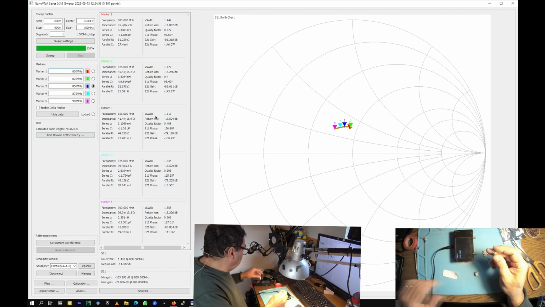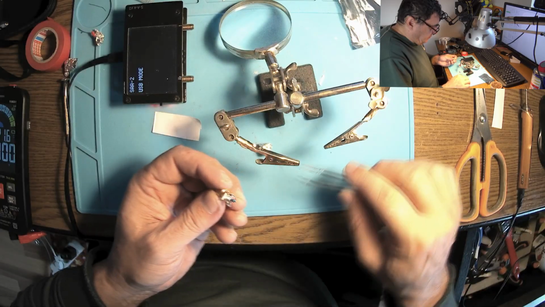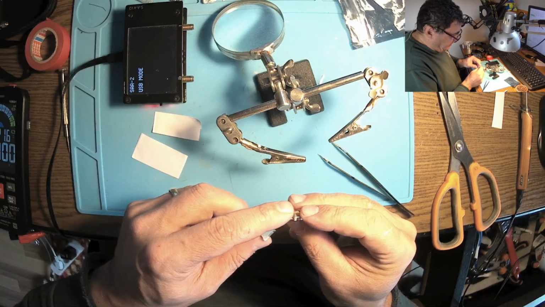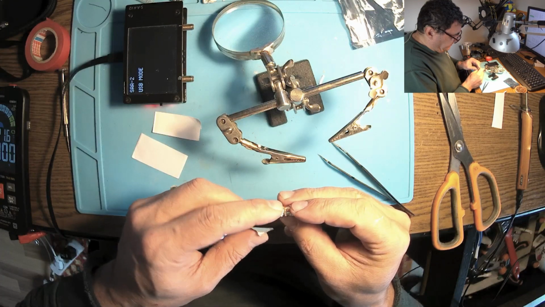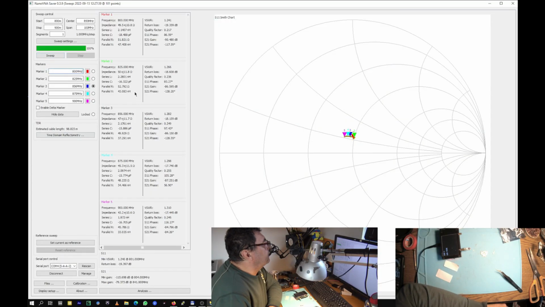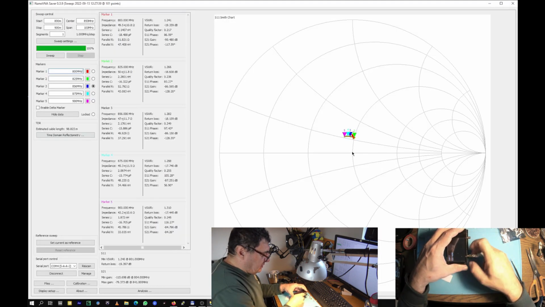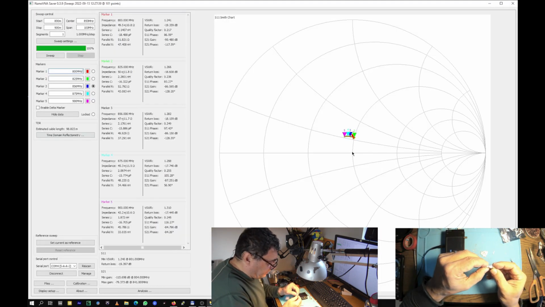Let me try another position here for the resistor. Middle pin isolation. Middle pin. Stay there. Let's try now. There we go, people. Much better. So the inductance went down to 2.1761. We are pretty close with the number. This can be used without any problems.